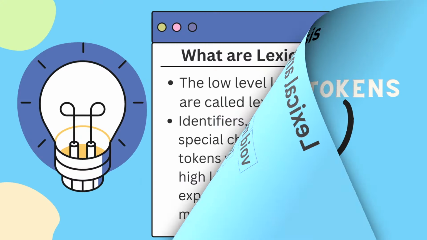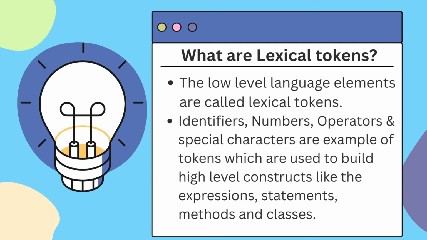All right. So we have seen how the Java compiler converts the source code to machine code, by processing the source code that is written in the form of a sentence and then breaking it into individual tokens. So what are tokens? We can think of a token as a low level language element, and there are many token elements like identifiers, numbers, operators, special characters. They're used to build the high level constructs like expressions, statements, methods and classes. And we will see them each one by one in our next slides.